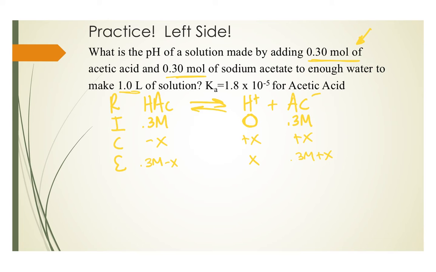So now at this point, we look and we say these are on the order of 10 to the negative first. The Ka is on the order of 10 to the negative fifth.